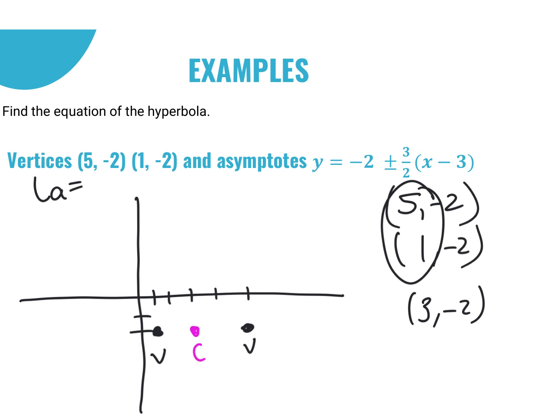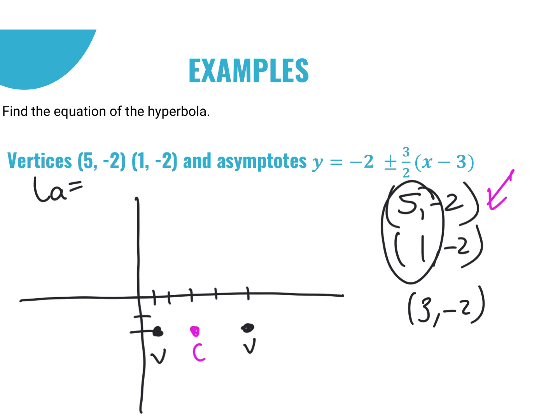Where'd you get the 2 from? It's just going to stay. The negative 2? No, like when you did the 5 plus 1. Because you're finding the middle. 5 plus 1 is 6, right? Yeah. And 6 divided by 2. Because the center's in the middle, isn't it, of the two vertices? Oh, so you're just finding the middle.